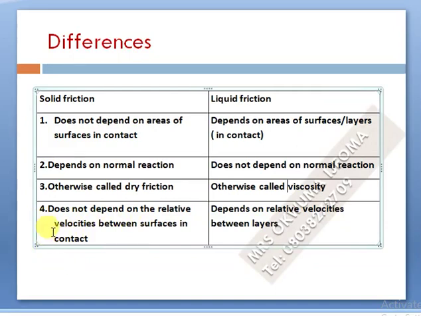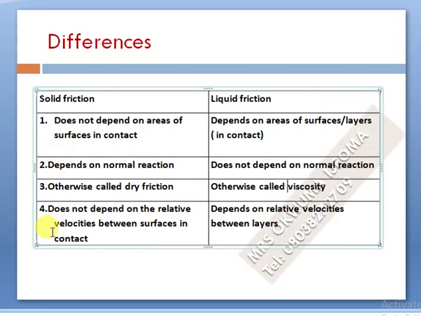Now, finally, solid friction does not depend on the relative velocities between surfaces in contact. What do we mean by this? This is another law of solid friction. It does not depend on relative velocity between surfaces in contact. When you are talking about relative motion, two bodies must be involved, and those two bodies must be in contact.